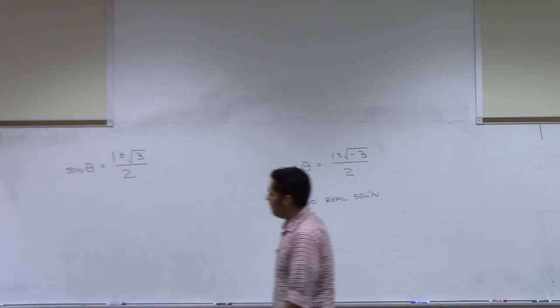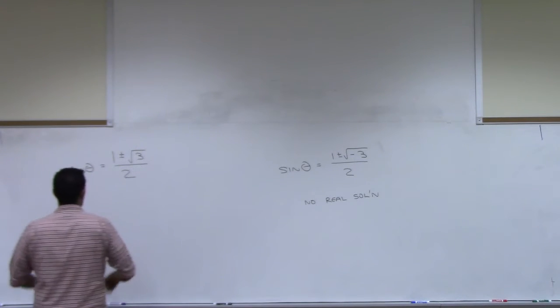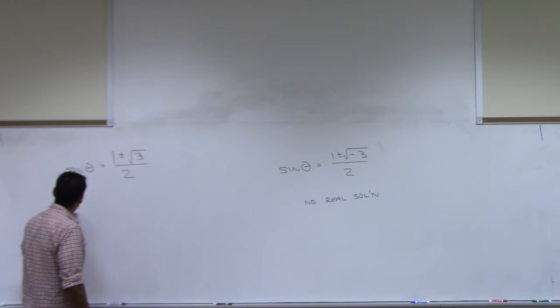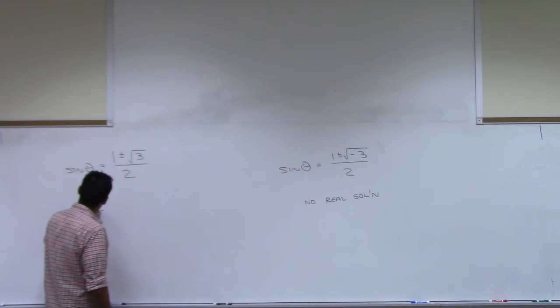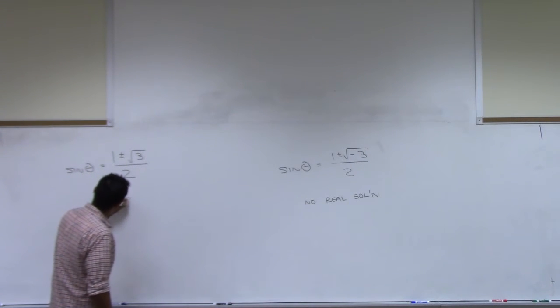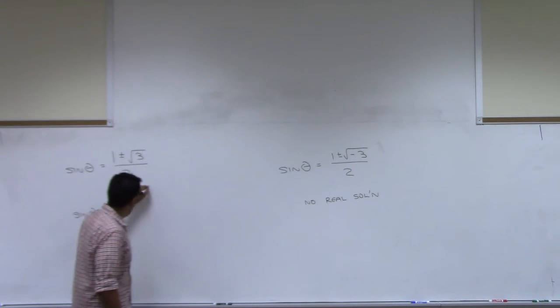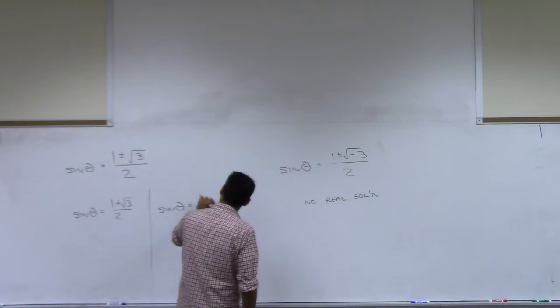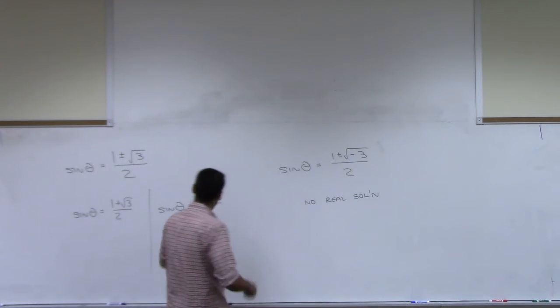Then we do it in two parts. We would have two different things to look at here, right? We would have sine theta is (1 plus root 3) over 2. And then the other one would be sine theta is (1 minus root 3) over 2.